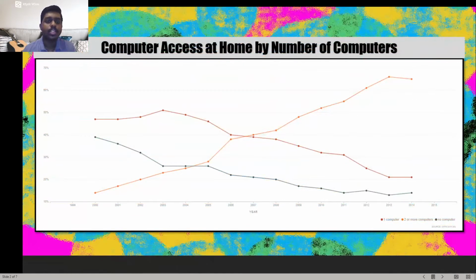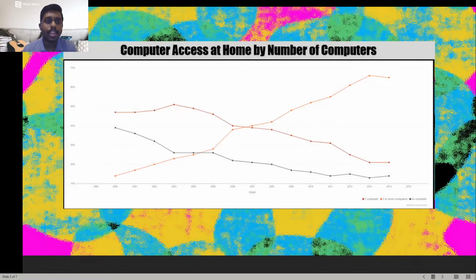So as you can see from this slide shown here, this is the graph which I picked, which is computer access at home by number of computers. So this is a line graph which has three types of data in it.